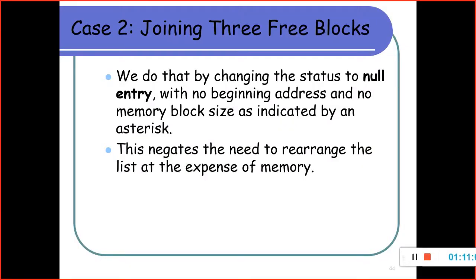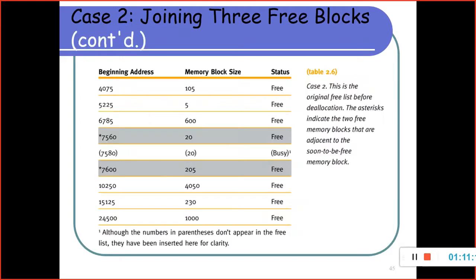How do we do that? We do that by changing the status to a null entry with no beginning address and no memory block size, as indicated by an asterisk. This removes the need to rearrange the list at the expense of memory. So let's say you have here, this is busy, it's allocated between 7580. This is busy, this is free, and this is free.